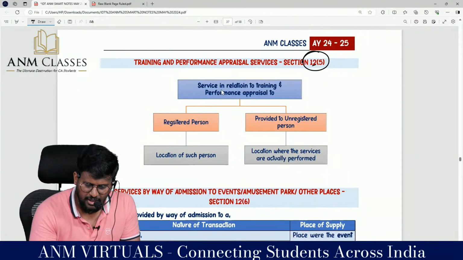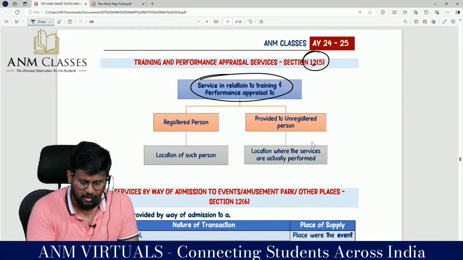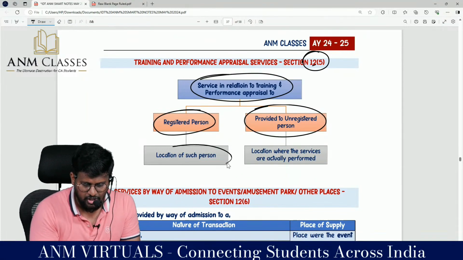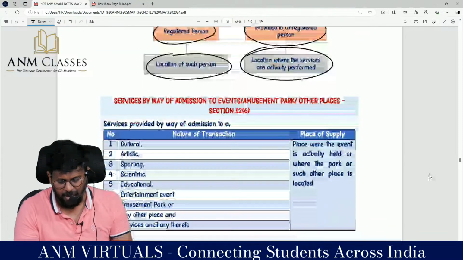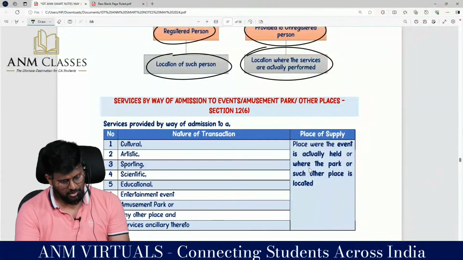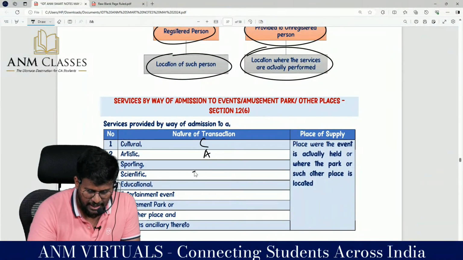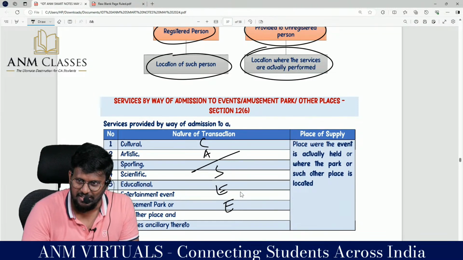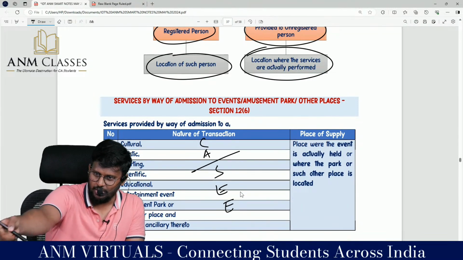12.5 training and performance appraisal services. Classified in how many categories? Registered person, unregistered person. Registered person, location of such person. Unregistered person, location where the service is performed. 12.6, please see the events. Correct?